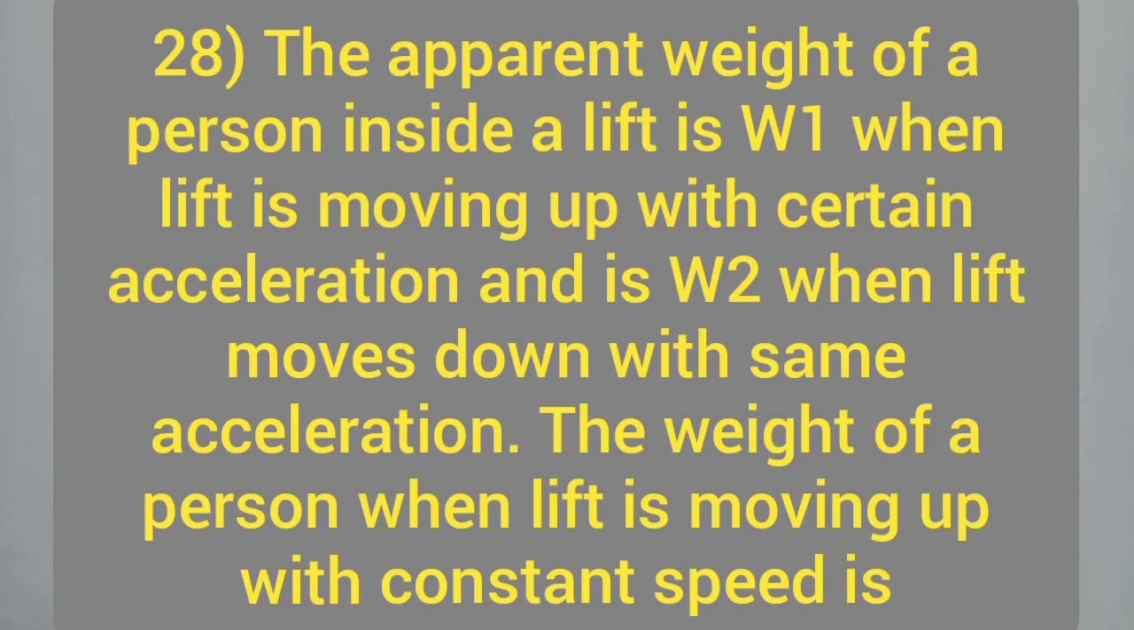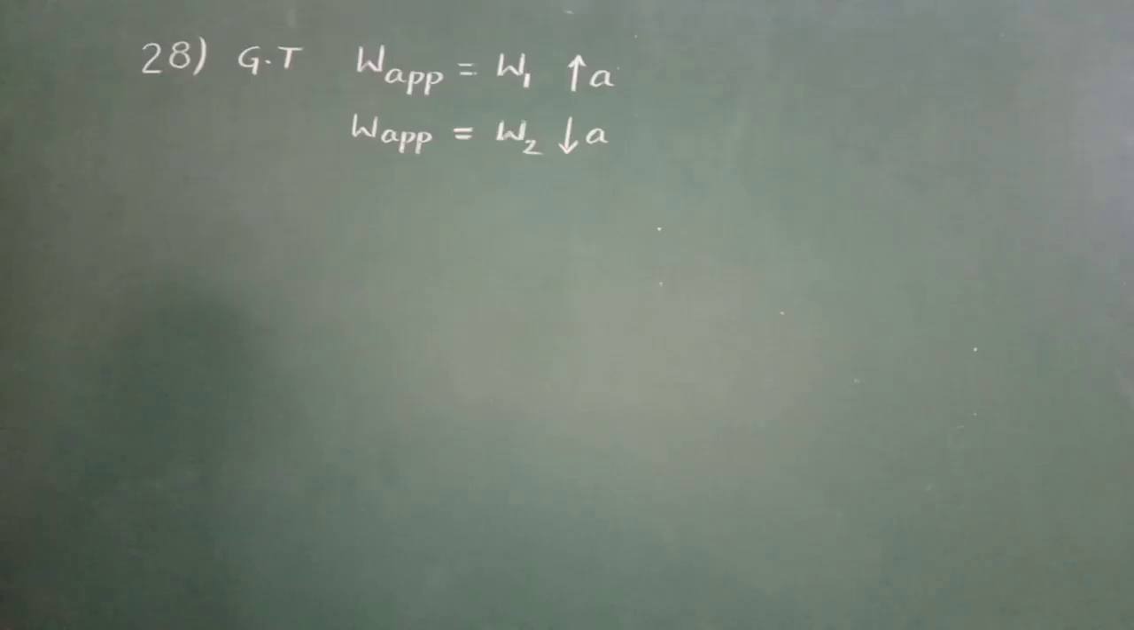Twenty-eighth problem. The apparent weight of a person inside a lift is W1 when the lift is moving up with certain acceleration, and is W2 when the lift is moving down with the same acceleration. The weight of a person when the lift is moving up with constant speed is... According to the problem, the apparent weight of the person inside a lift is W1 when the lift is moving up with a certain acceleration, and the apparent weight is W2 when the lift is moving down with the same acceleration.